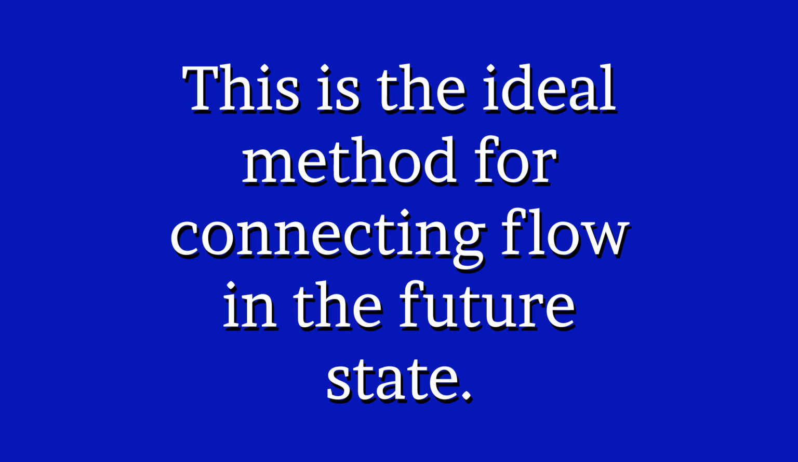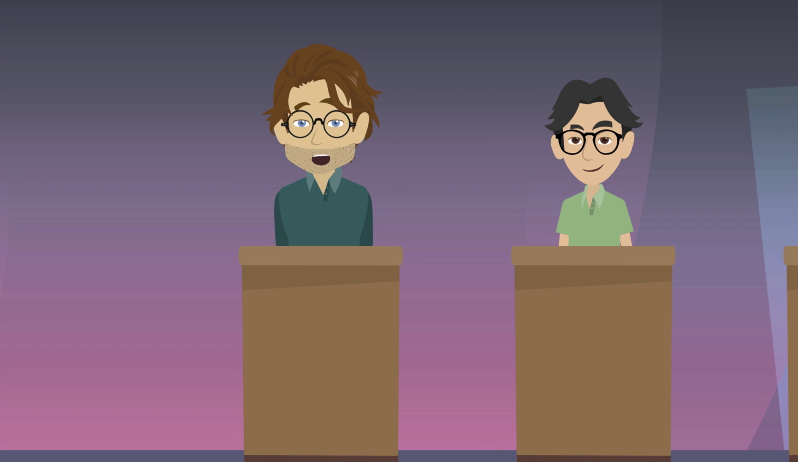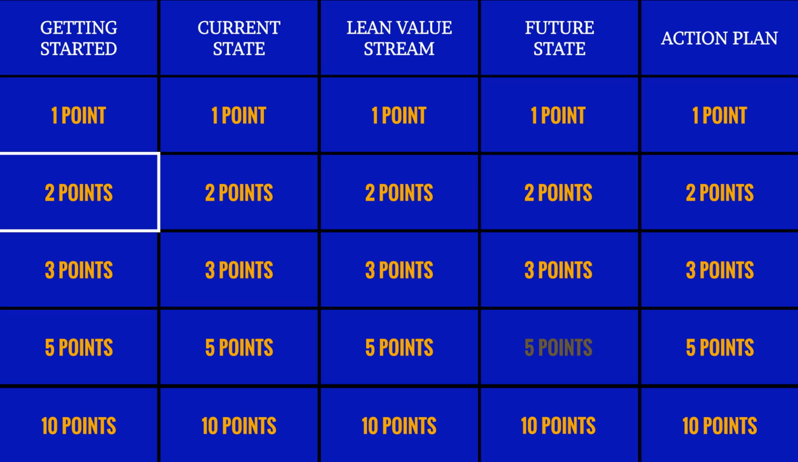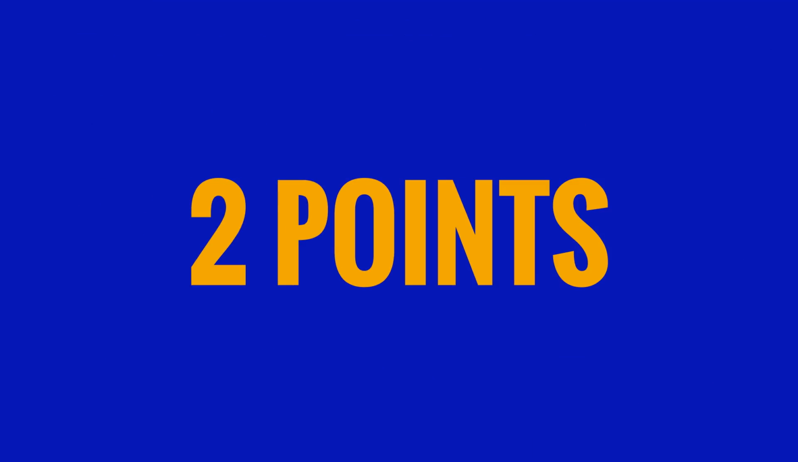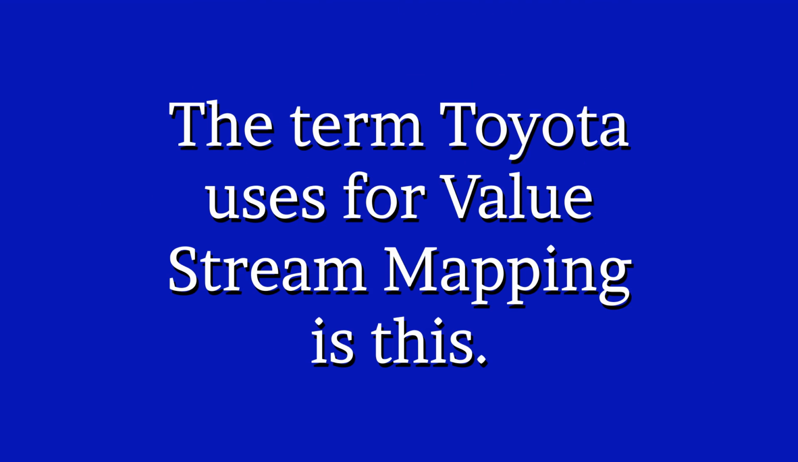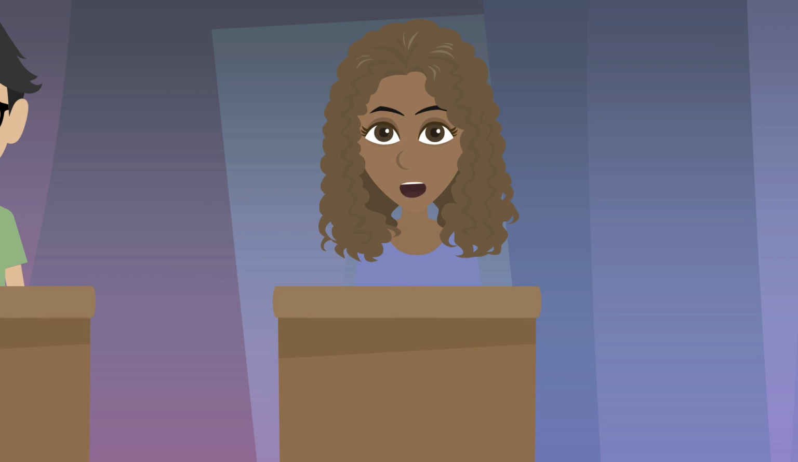This is the ideal method for connecting flow in the future state. What is continuous flow? The term Toyota uses for value stream mapping is this. What is material and information flow mapping?